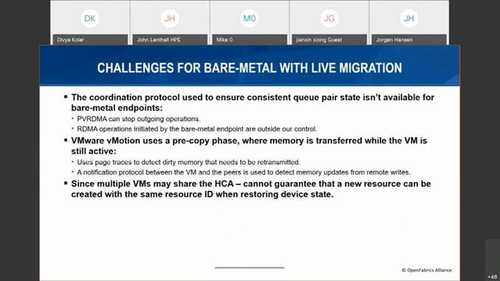And finally, as briefly touched upon earlier, since multiple VMs may share the HCA, there's no way we can guarantee that a new resource can be created with the same resource ID when we restore the PVRDMA state on the destination ESX host, since other VMs could have been handed the same QPN or R_Key for an MR and so on.